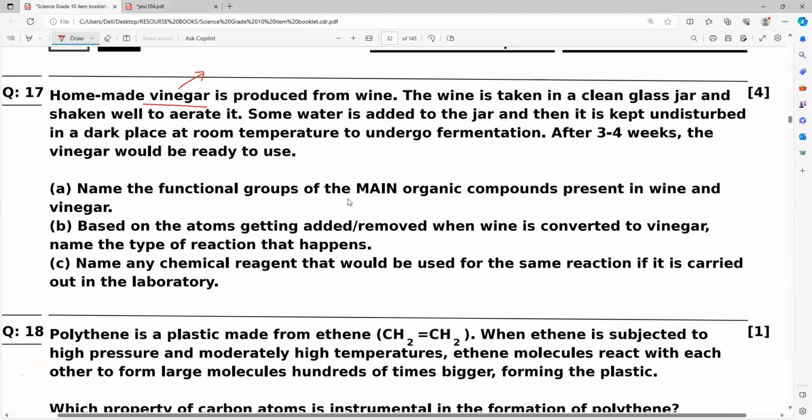What is the acid present in vinegar? Acetic acid. Also we can call it ethanoic acid.